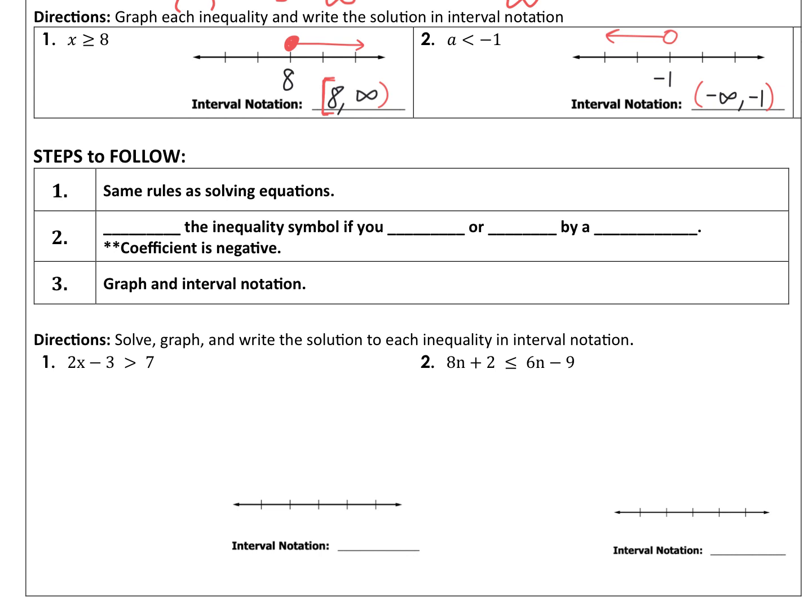If you multiply or divide by a negative, there's something special you have to do. Anyone remember? That's okay. If you multiply or divide by a negative on both sides of the equation, you have to flip the sign. Flip the inequality symbol. Like literally reverse it. If that word makes more sense to you, then do that.